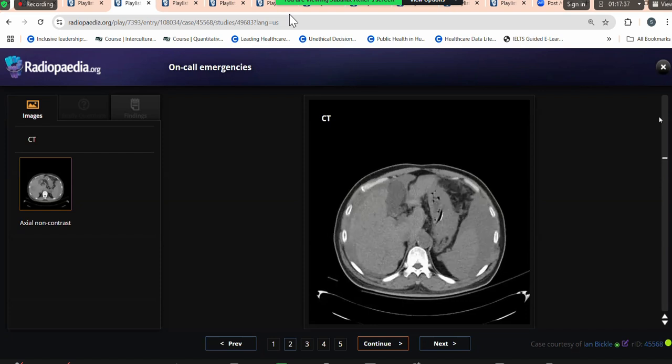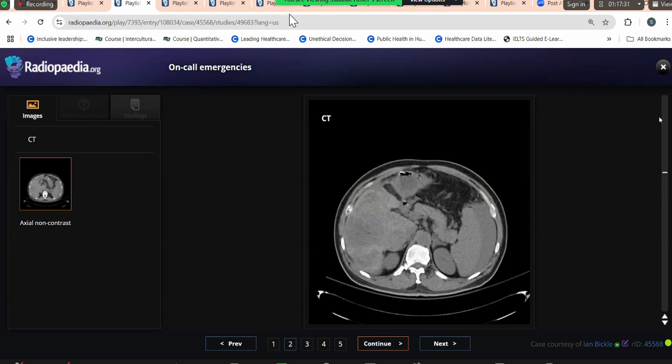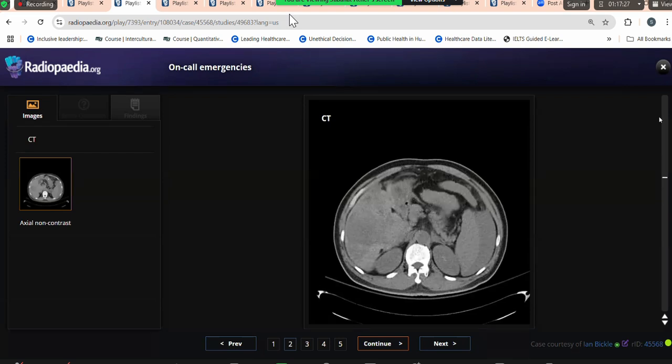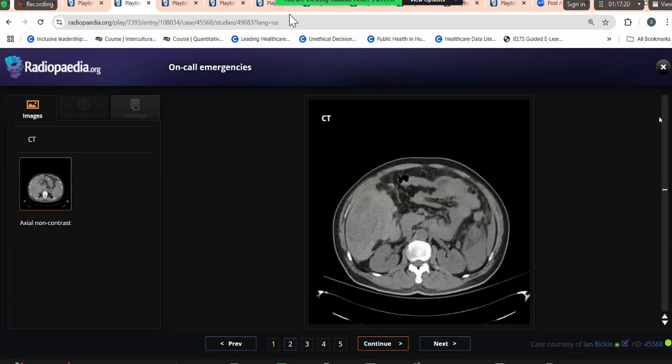No trauma. Okay, no trauma. This patient presented acutely to the emergency department with shock. Yes, with hypotensive shock. Okay.